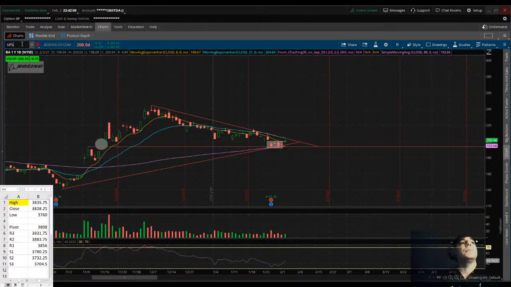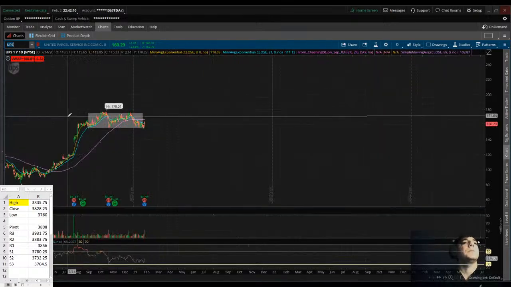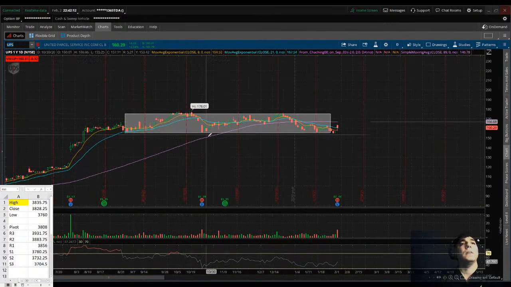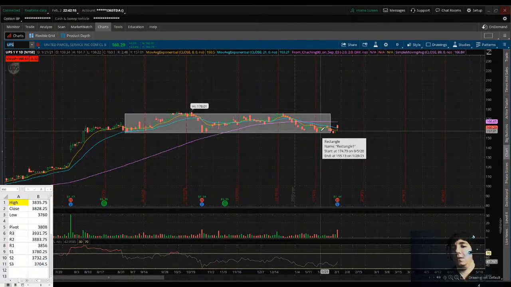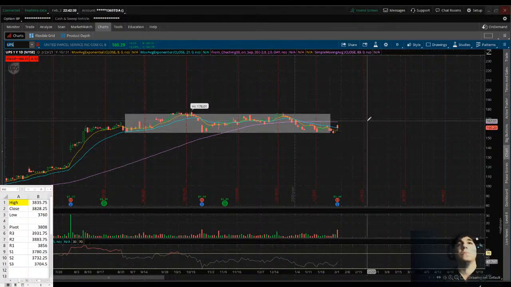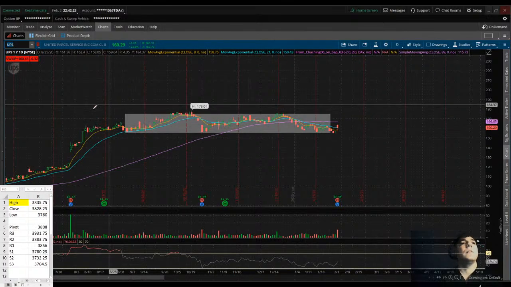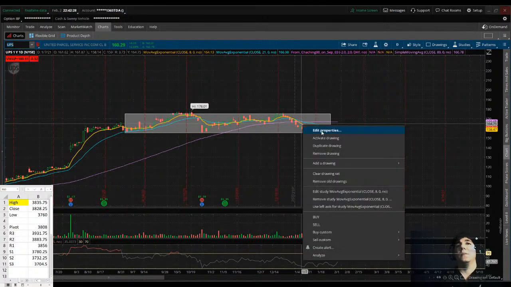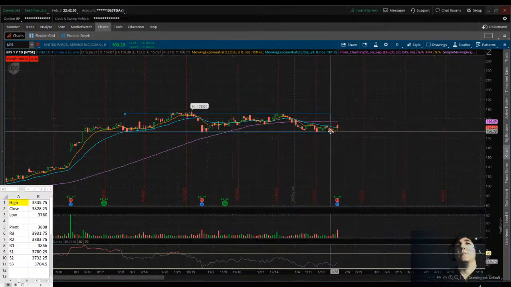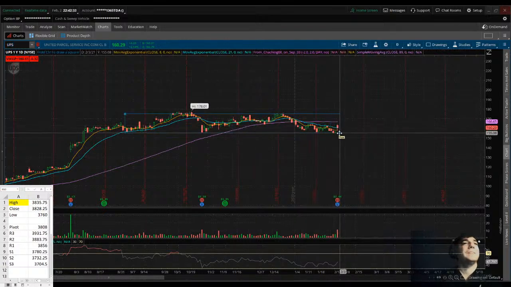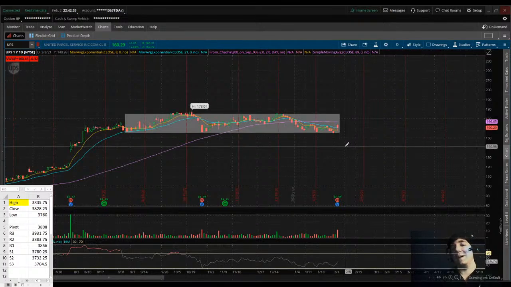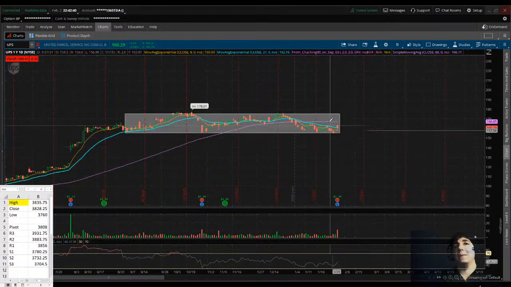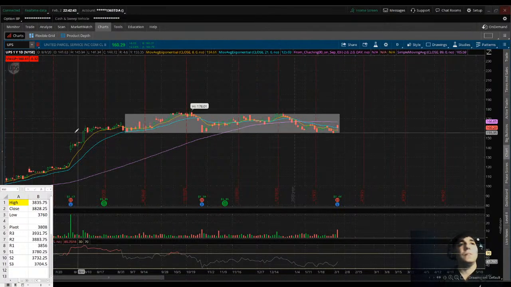Let's see. UPS. How did I know UPS was going to go up like it did today? I've got this big old box right here for UPS. This is the range that UPS trades in, and this is why I'm able to figure it out so easily, because it just gives it to me. So this is UPS.